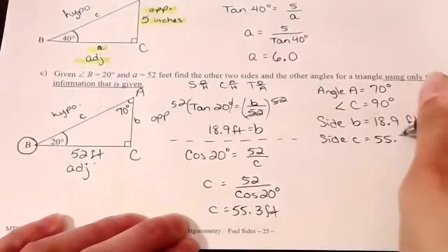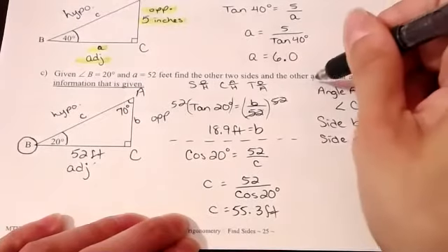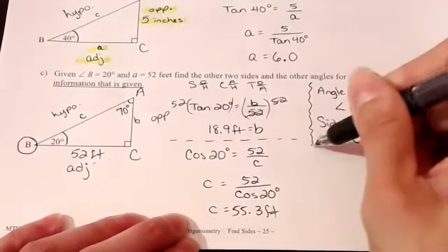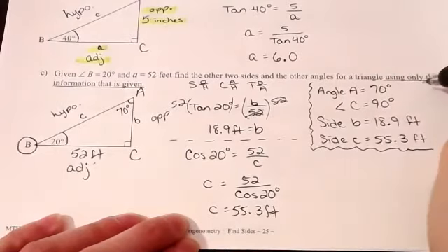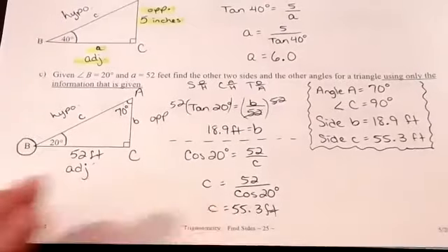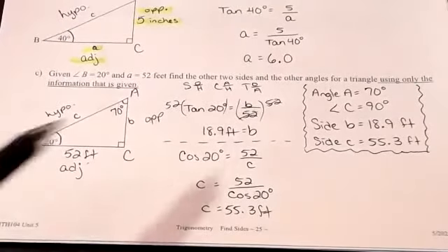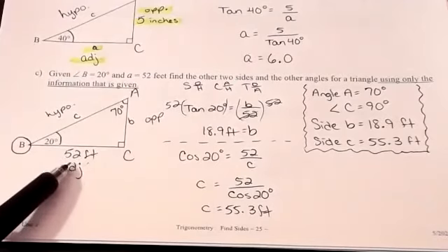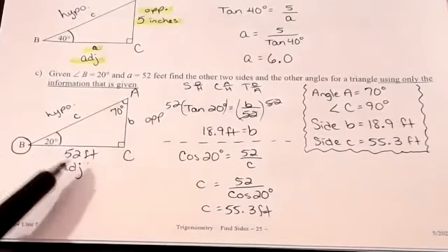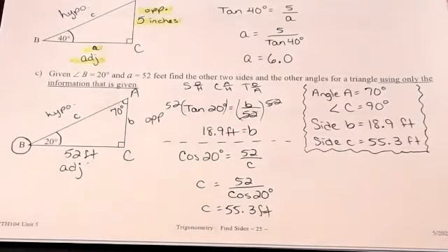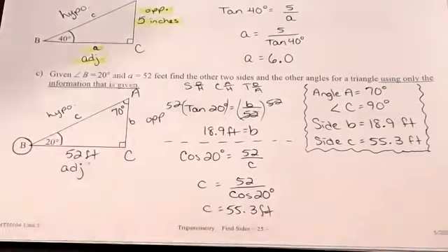Couldn't you just also find side C if you did A squared plus B squared together? Absolutely. Jimmy, that's a good point, because it really just depends on your style. If you knew this was 18.9 and you knew this was 52, you might just say, I'm going to do the Pythagorean theorem and find that side. It will work, and you'll get the exact same answer. Or if you like trigonometry, you just use that instead. Either way you'll get the same answer. Excellent point. Thank you for bringing that up.